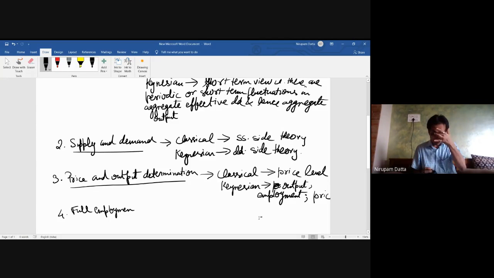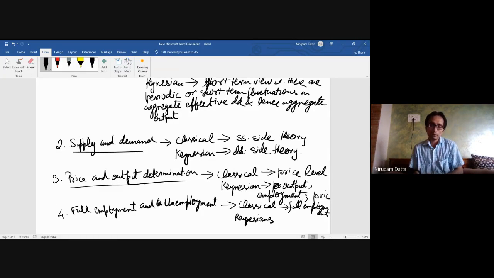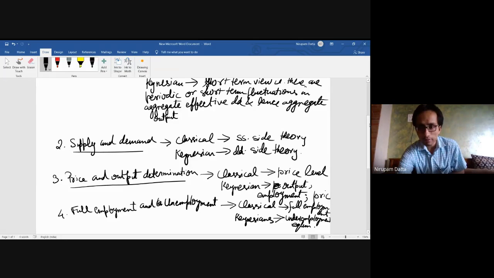So, full employment and unemployment. Classical economists said that market equilibrium level in the economy will always be at full employment equilibrium, whereas the Keynesians say that since output is a function of aggregate effective demand, there can also be an underemployment equilibrium whereby the aggregate output in the economy is below the full employment level output.